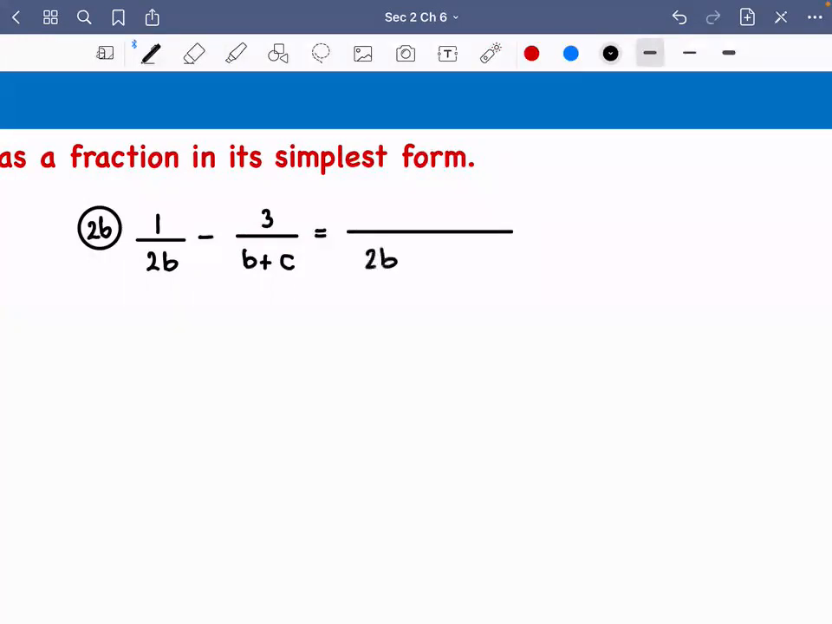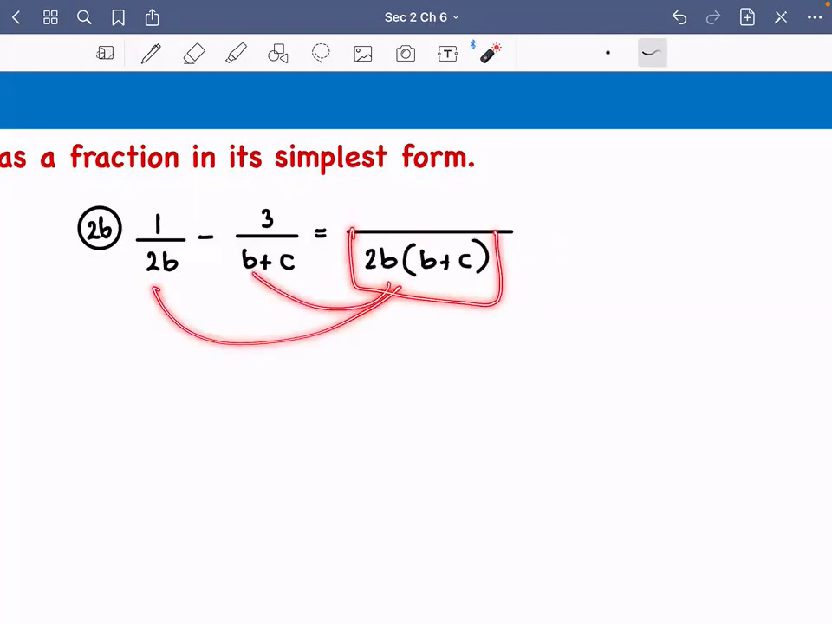By multiplying them, it's just like this: 2b times b plus c. Again, you don't have to expand this, just keep it as is. So 2b times b plus c. And then what's next? This divided by each of the denominators, and then times the numerator. What's that, Tristan? Divide by their denominator. So 2b times b plus c divided by 2b.